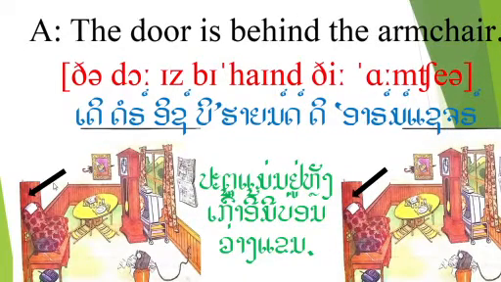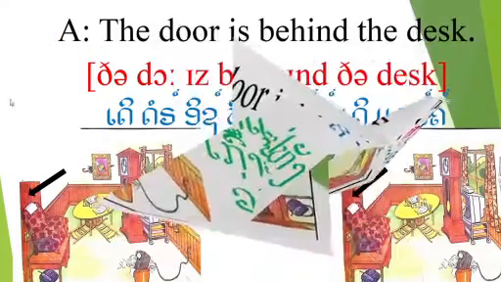Now the arrow moves to the right, to the door, right? The right arrow points to the door. The door is behind the armchair. The door is behind the armchair, right? Next answer.